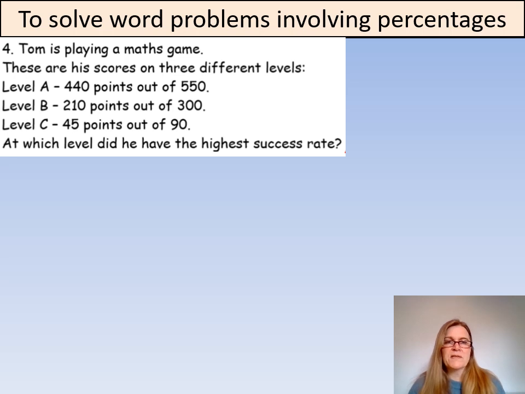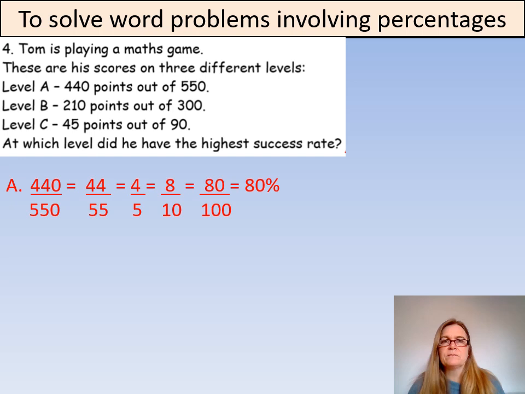Tom is playing a maths game. These are his scores on 3 different levels. Level A, 440 points out of 550. Level B, 210 points out of 300. Level C, 45 points out of 90. At which level did he have the highest success rate?